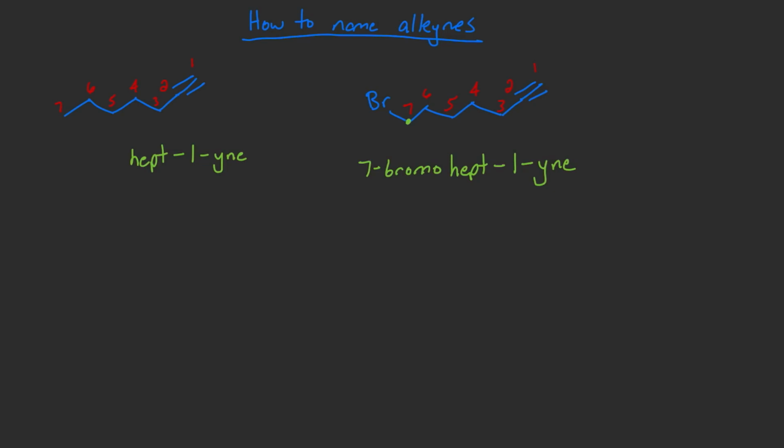Okay. And now let's look at a slightly more complicated example. I'm going to stick with the 7 carbon chain. So let me draw out the alkyne just like we had before. Now we're going to add some carbon substituents to that. So let's add 1 here.